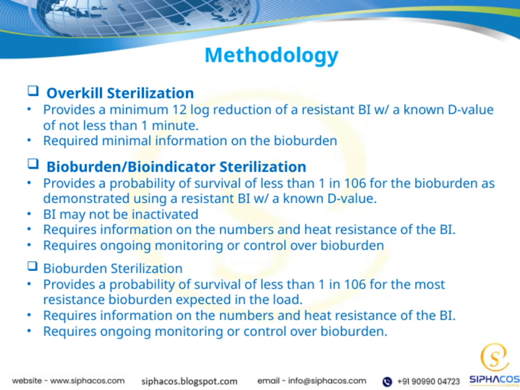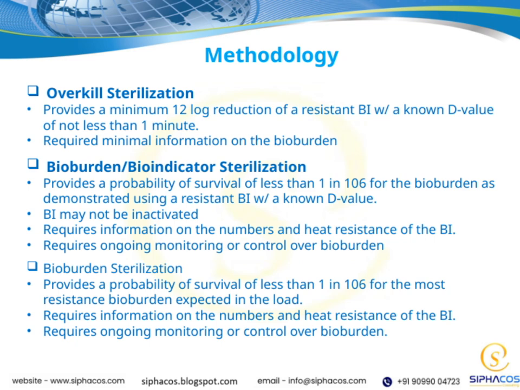Now, moving on to overkill sterilization, this approach ensures a minimum 12 log reduction of a resistant biological indicator, or BI, which has a known D value of at least 1 minute. In simpler terms, we're aiming to reduce the bioburden by a factor of 1 trillion, which is quite a stringent requirement. Interestingly, this method requires less detailed information about the bioburden itself, focusing mainly on the process's ability to achieve that significant reduction.